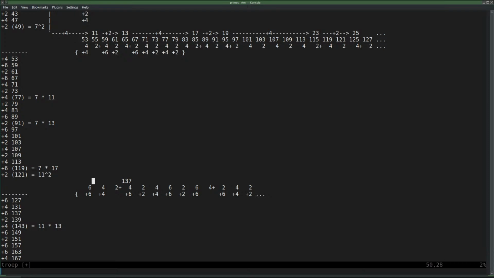So subtract 4, this 4 from the 137 gives me 133. And then subtract 2 gives us the 131. Subtract 4 gives the 127. So that's what these numbers mean. The 6 corresponds to the 127 and the 4 corresponds to that one, and so on. I want to fill them in.